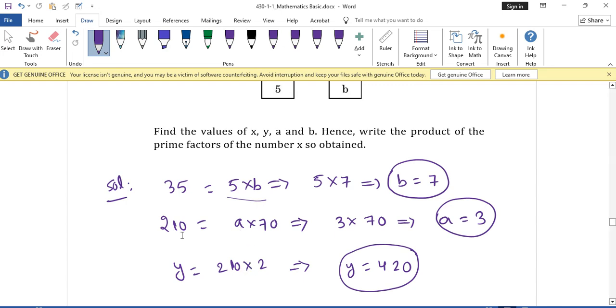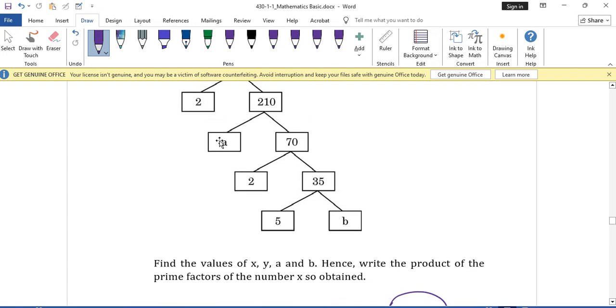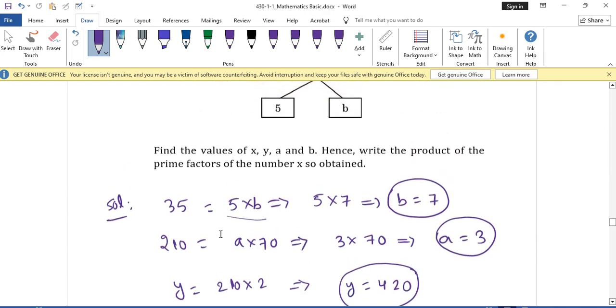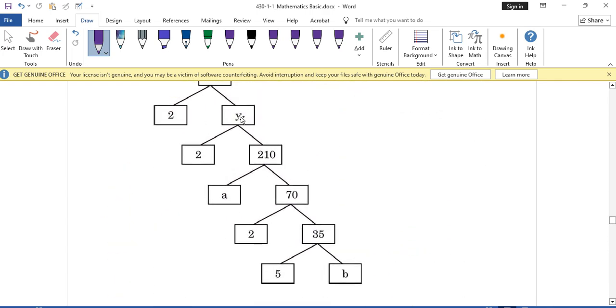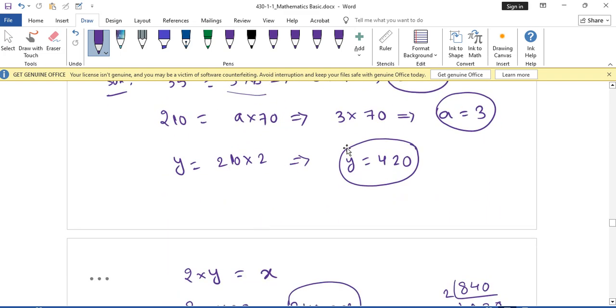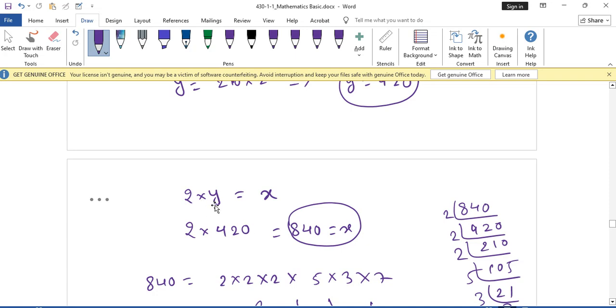Okay, next 210. Here they have written 210 as a into 70. So a into 70 means a value is 3, because 3 into 70 is 210. So what is the a value here? A value is 3. Next, how is y written? Y is 2 into 210, that is 2 into 210 means 420. Y value is 420. To find the x value, multiply 2 into y, that is 2 into 420 is equal to 840. The answer of x is equal to 840.